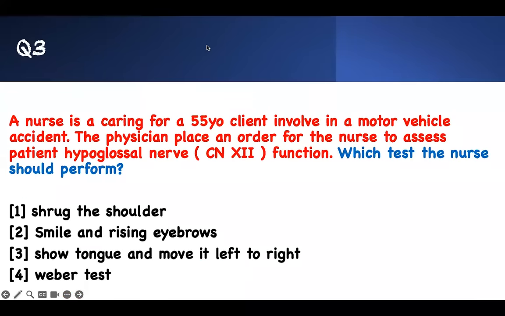Number 3. Which test should the nurse perform? A nurse is caring for a 55-year-old client involved in a motor vehicle accident. The physician placed an order for the nurse to assess the hypoglossal nerve, cranial nerve what? I intentionally gave it to you, cranial nerve 12. And you know what cranial nerve 12 does?